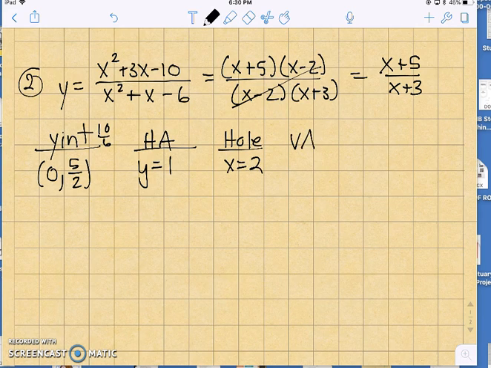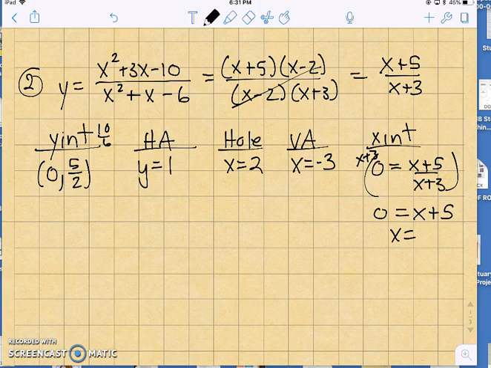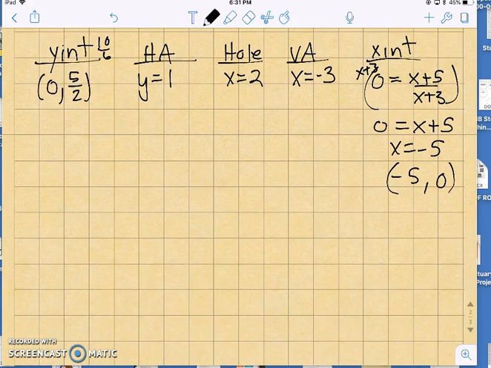Well, where are our vertical asymptotes? X in the denominator, so it's at x equals negative 3. And then the x-intercept, so we plug in 0 for y. So x plus 5 over x plus 3. Fraction bust. 0 equals x plus 5. So it's at negative 5, so we got negative 5 and 0. So we have all the information we need, so let's go ahead and graph this.